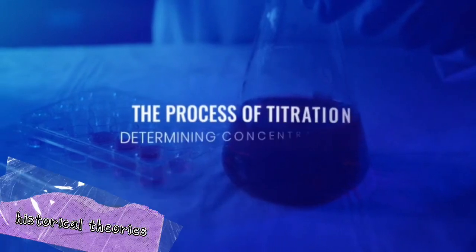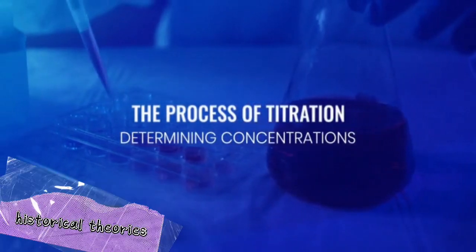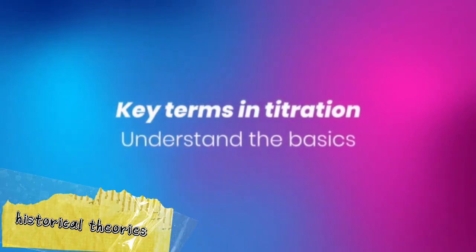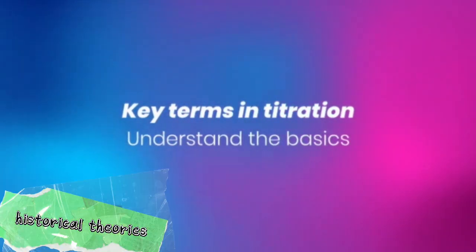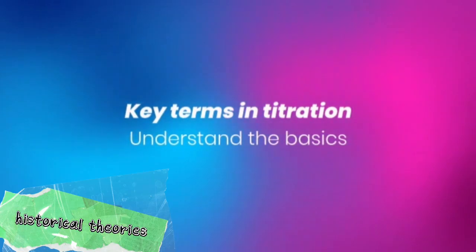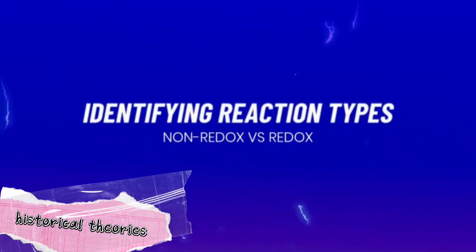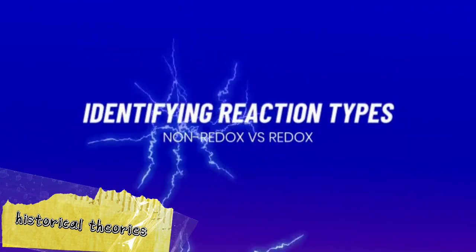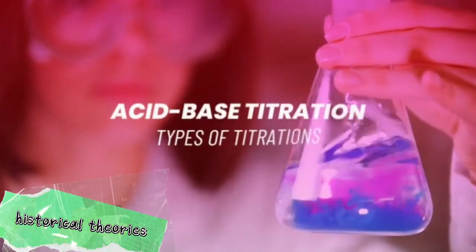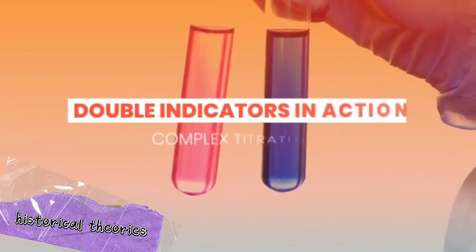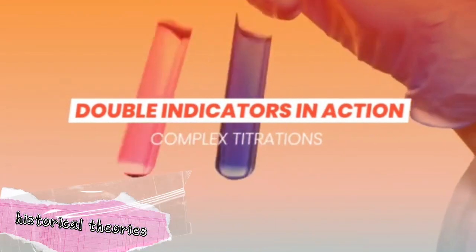Titration is a procedure for determining the concentration of a solution. Key terms: primary standard, standardization, standard solution, titrant, titrate. Types: non-redox reactions and redox reactions. These include acid-base titrations and double indicator acid-base titrations.